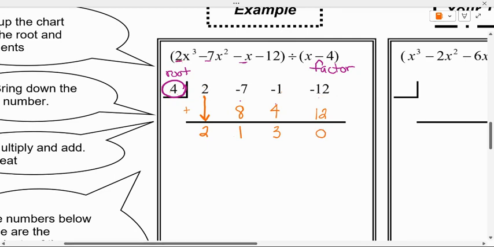So if I started out with x cubed, you know that this is going to start off with x squared, right? So we're taking away one of the exponents. We're dividing by a factor of x to the first power. So this is going to be x squared. So my quotient is 2x squared plus 1x plus 3. This is your remainder. So you don't have a remainder, right? You don't have a remainder. So this means that x minus 4 divides this polynomial perfectly.